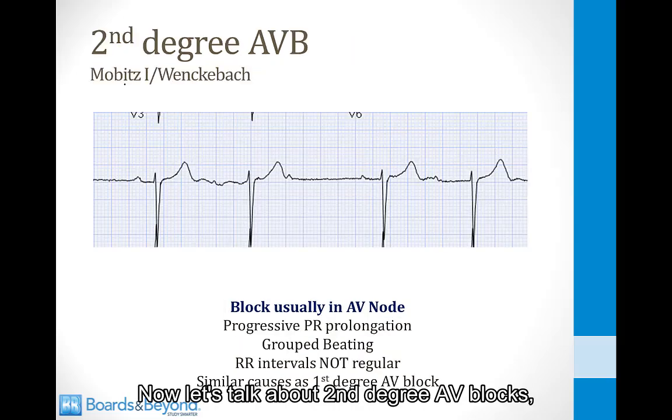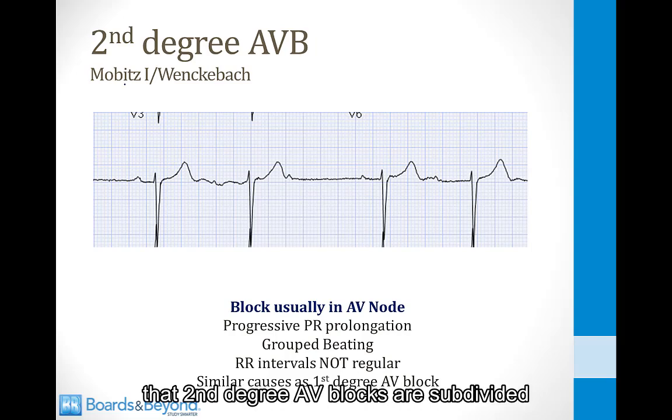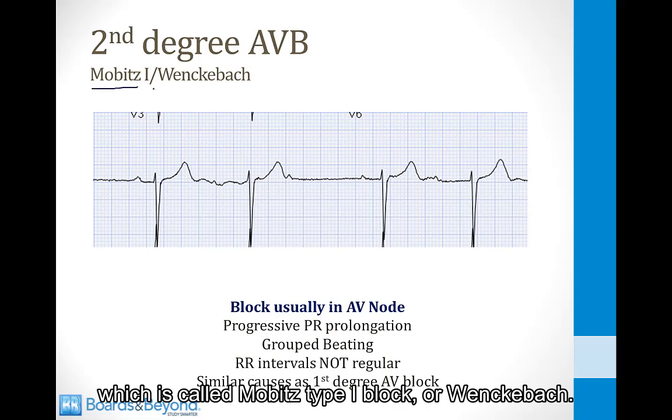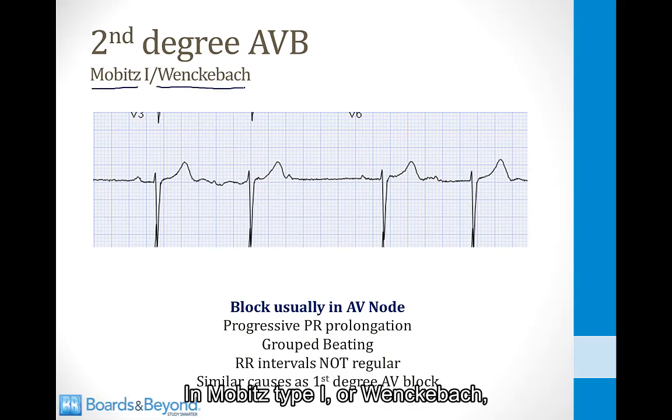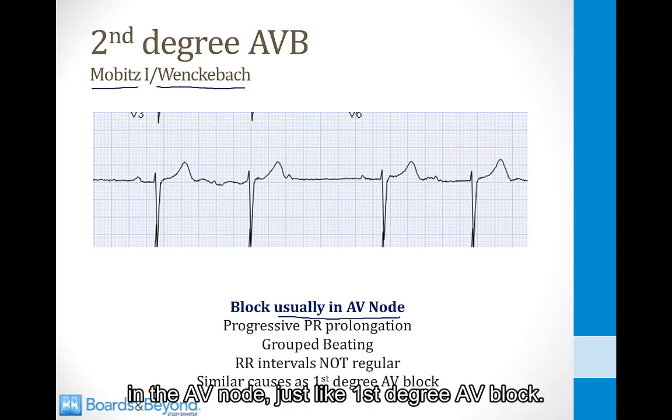Now let's talk about second-degree AV blocks, and as I told you before, in all second-degree AV blocks there are some conducted P waves and some non-conducted P waves. I also told you before that second-degree AV blocks are subdivided into two subtypes, and we'll talk about the first subtype now, which is called Mobitz type 1 block or Wenckebach block. In Mobitz type 1 or Wenckebach block, the anatomic location of the block is also usually in the AV node, just like first-degree AV block.